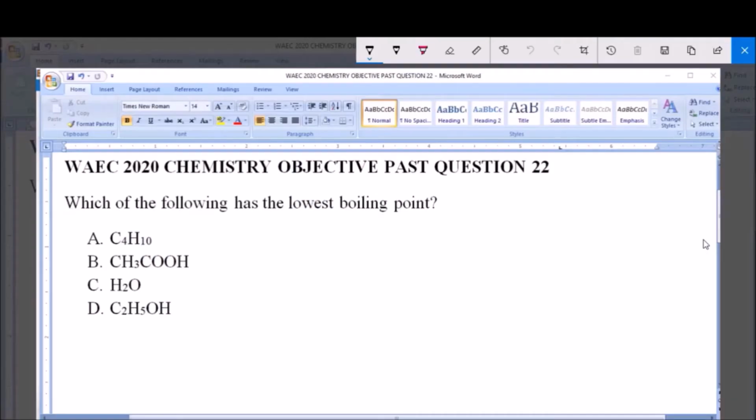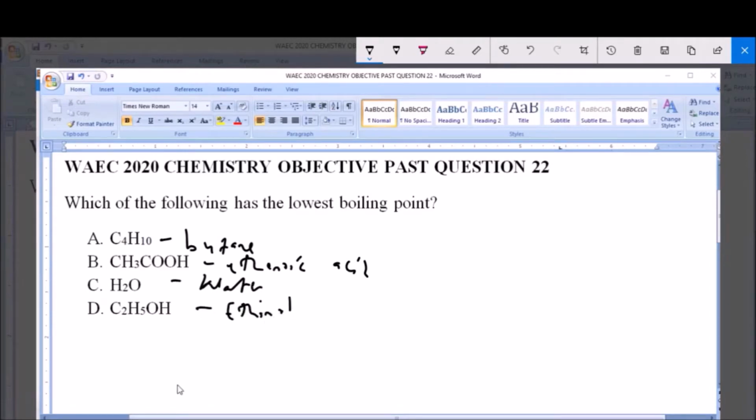Hello and welcome. I'm going to be answering WAEC 2020 Chemistry Objective Past Question 22. Which of the following has the lowest boiling point? So you have some compounds here. You have A, butane, B, ethanoic acid, C, water, D, ethanol. So we're asked for which of the following has the lowest boiling point.